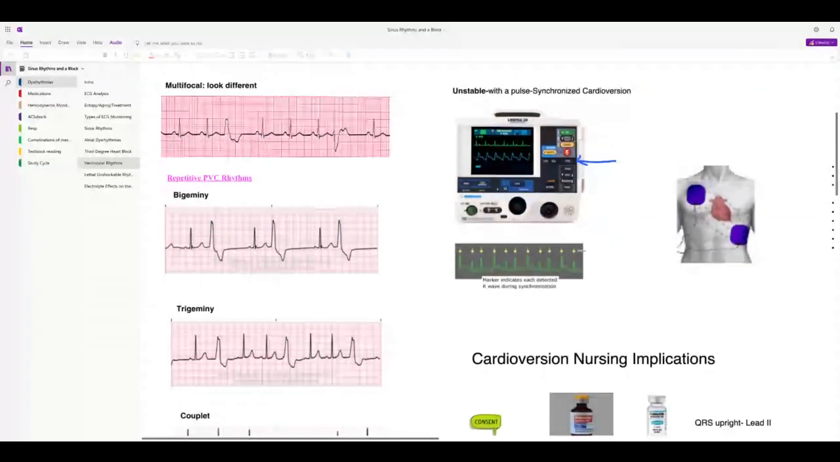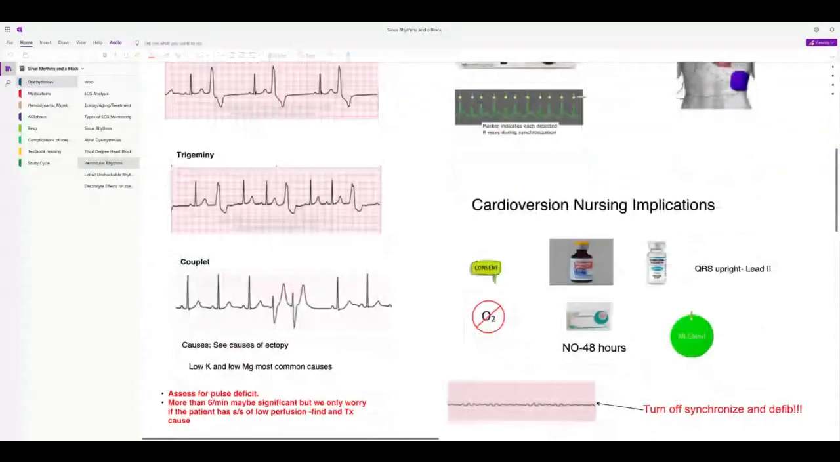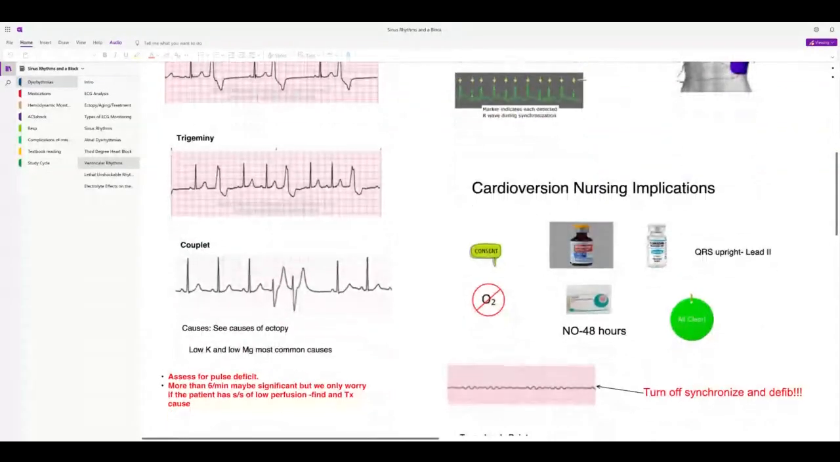All right, with cardioversion, it is a procedure, so you're going to get a consent. You're going to do conscious sedation with midazolam and usually some fentanyl.